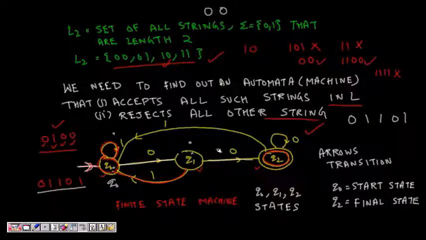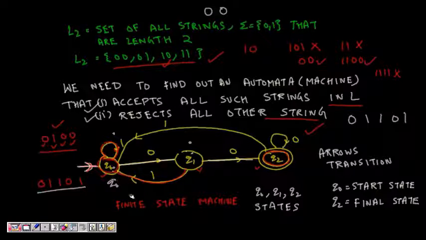So somehow you must have got an idea about how to make an automaton such that you will find if a string belongs to that particular language. And it should also reject all others. That is also very important, both these two points. Now we will try to formally define this automaton.